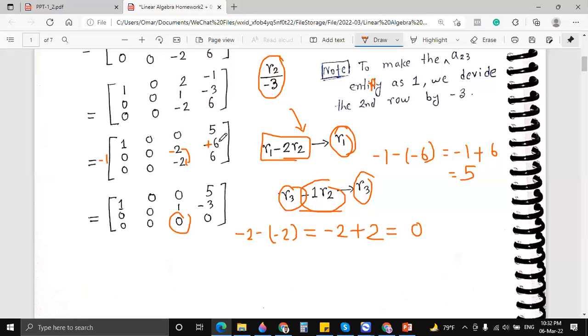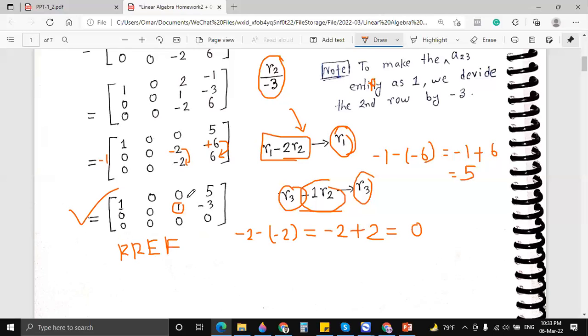And after that we have 6 minus 6. So 6 minus 6 is also 0. So see, we now have got all the values below and above our pivot point as 0. So this is our reduced row echelon form, okay? So this way we convert a full matrix to an RREF form.